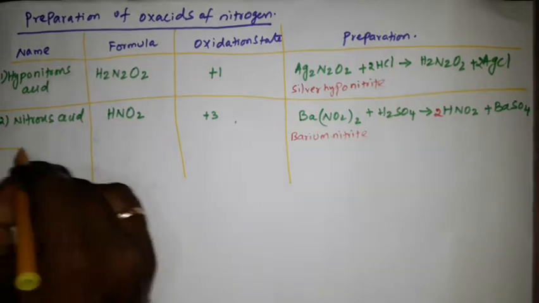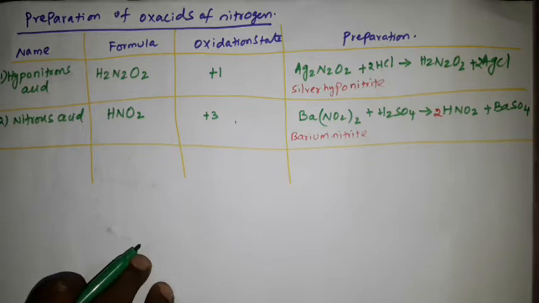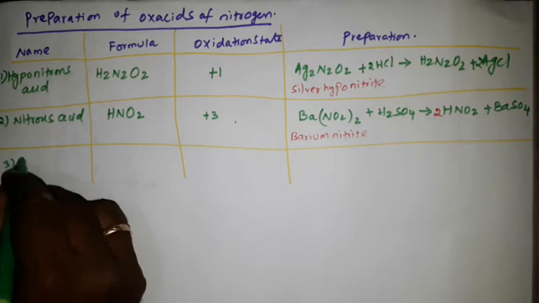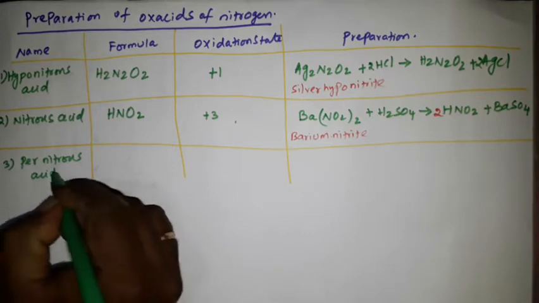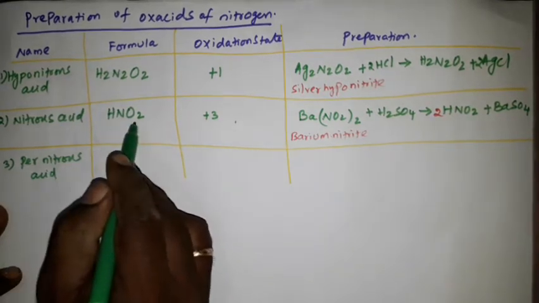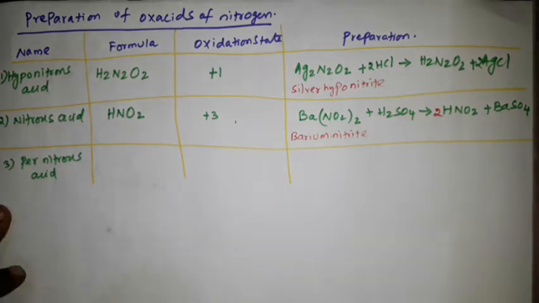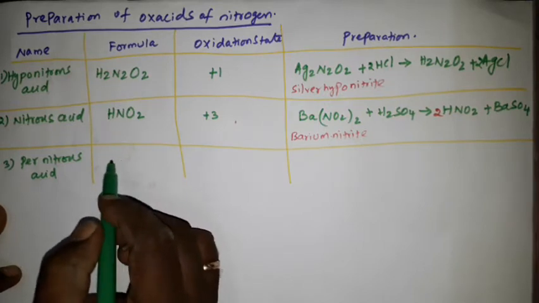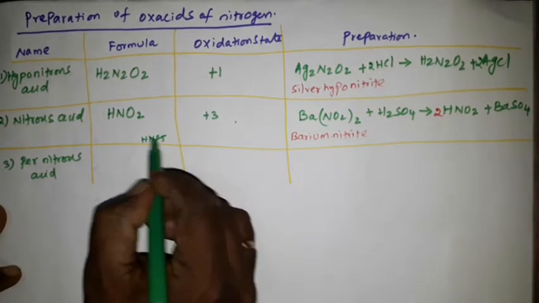Then the next one is number 3, per nitrous acid. See here, nitrous acid is HNO2. I already told you, whenever the word per comes, that means addition of one more oxygen. So that means HNO3, but don't write HNO3. See this HNO2, so don't write it like this, HNO3. That is wrong.